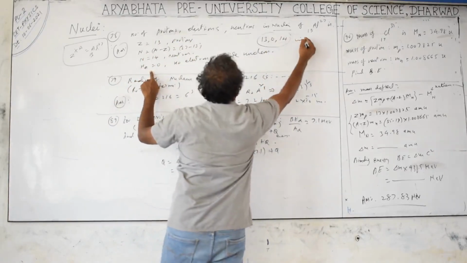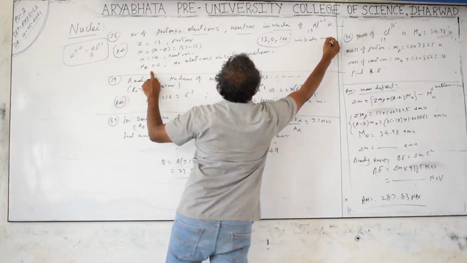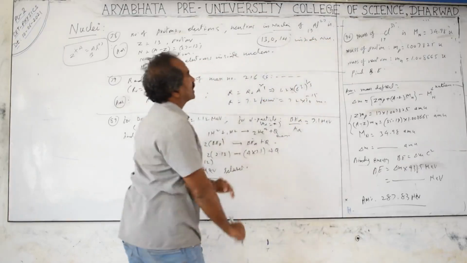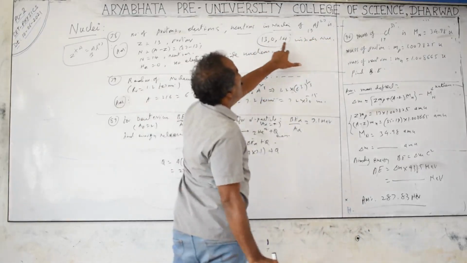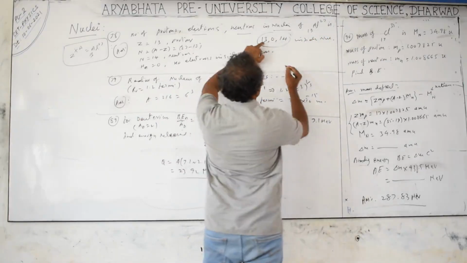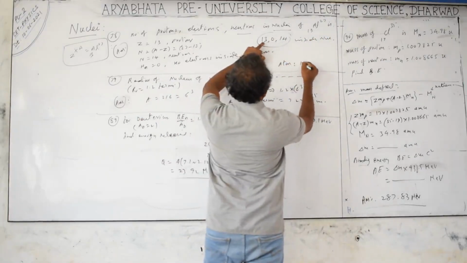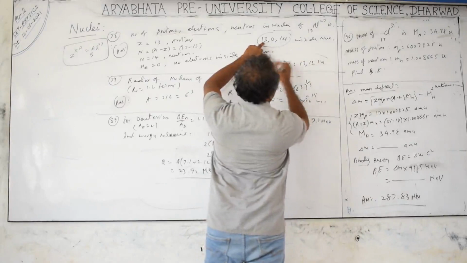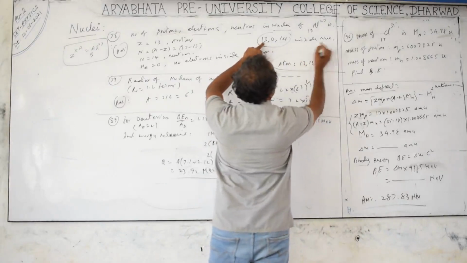This is inside the nucleus. If they ask you about the atom, for the electrons, the number of protons will be equal to the number of electrons. So if you take it for the atom, 13, 13, 14 will be the answer. This is for the atom, this is for the nucleus.